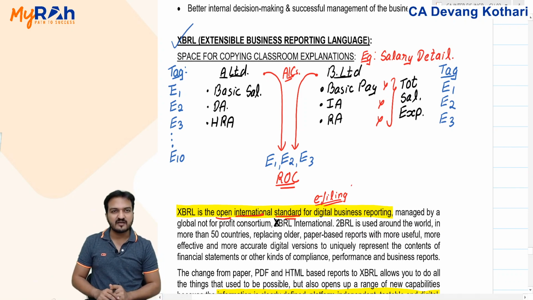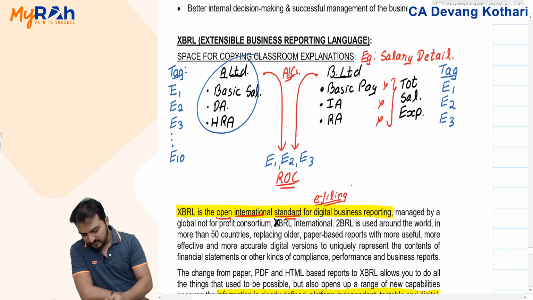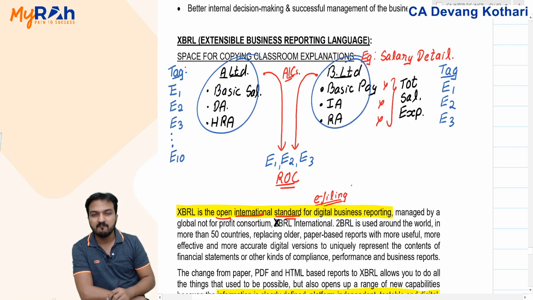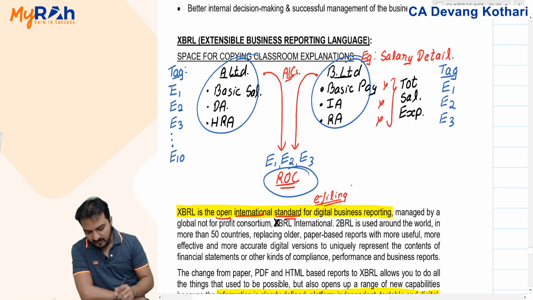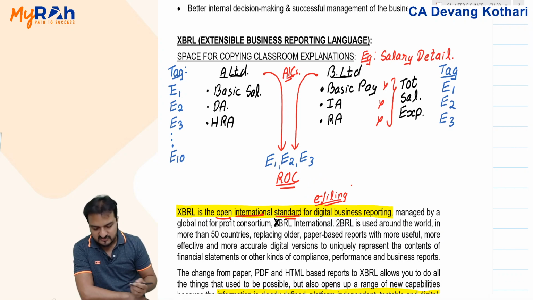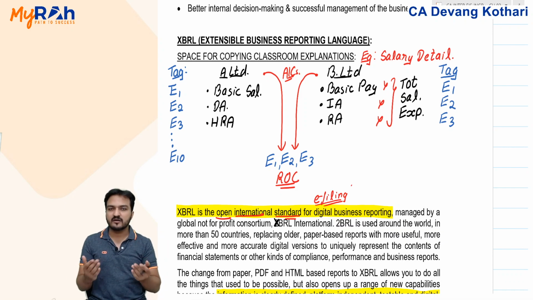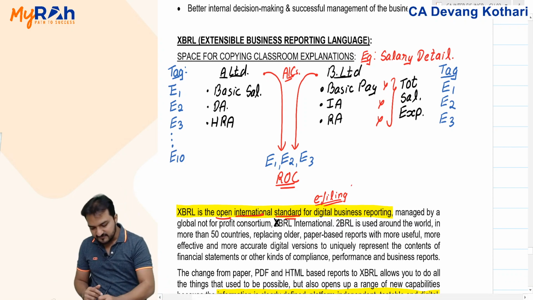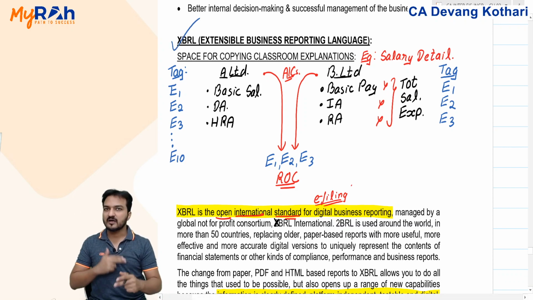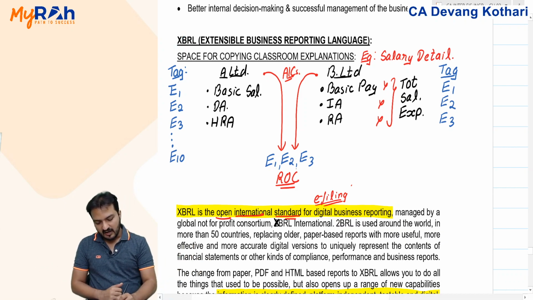Now to understand that, I had given you an example like this. The main crux of XBRL, I will just repeat, is that many companies will be filing their reports with the ROC, Registrar of Companies. Then imagine if so many companies file reports with the ROC, then the ROC will be getting data from so many different places, and all that data that the ROC gets is not standardized.